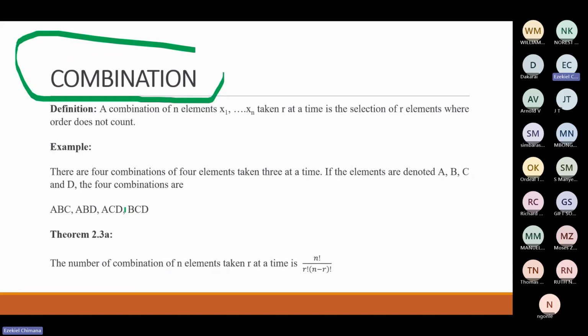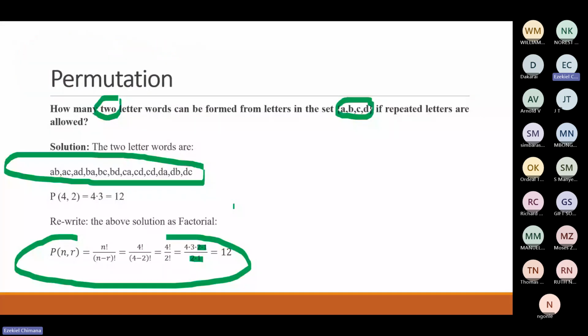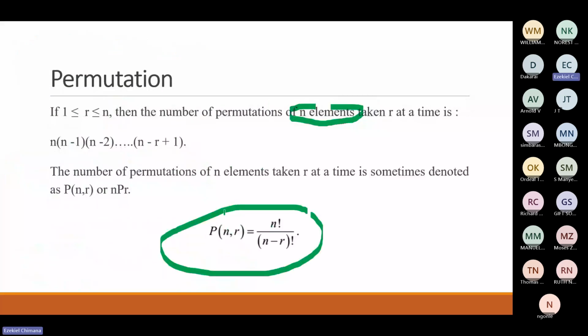So the number of combinations of n elements taken r at a time is n factorial over r factorial times n minus r factorial. From the previous formula that we were using, we are just going to divide it by r factorial.